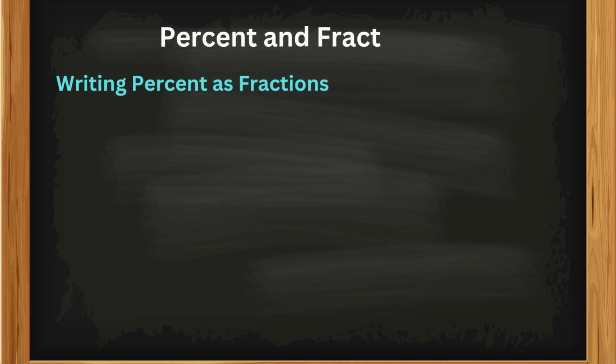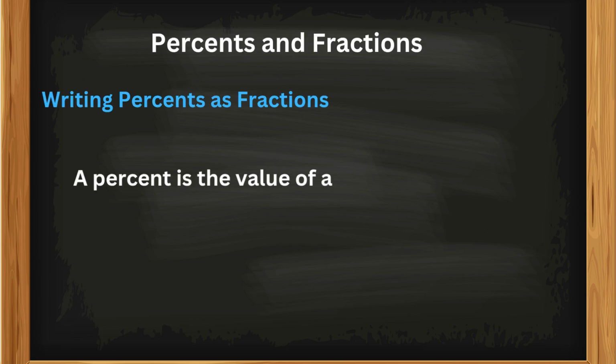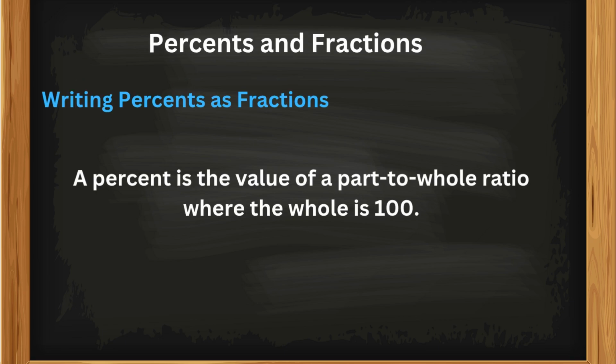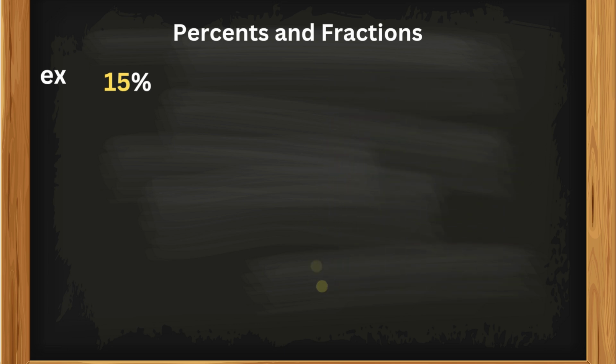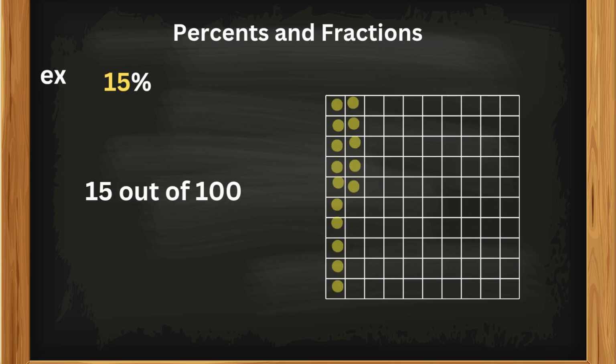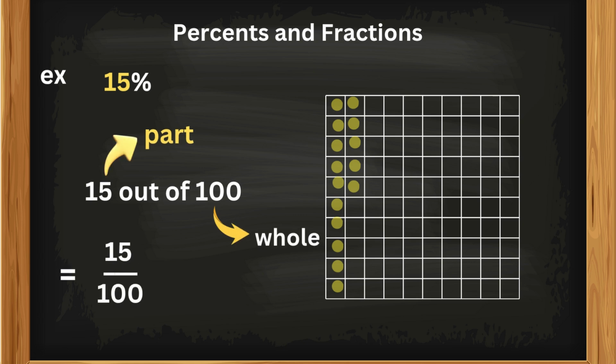Writing percents as fractions. A percent means out of 100. So 15% just means 15 out of 100, or 15 hundredths. Now simplify. Both 15 and 100 can be divided by 5. 15 divided by 5 equals 3. 100 divided by 5 equals 20. So 15% equals 3/20ths.